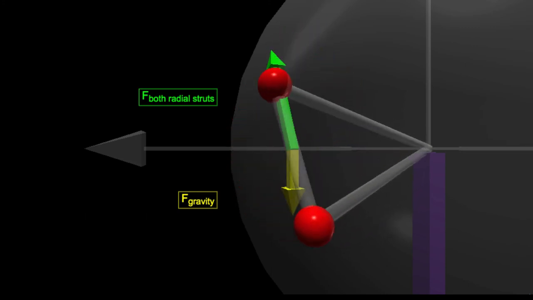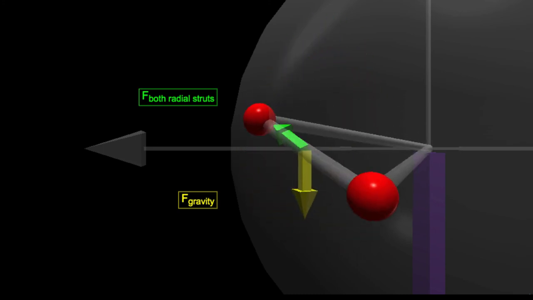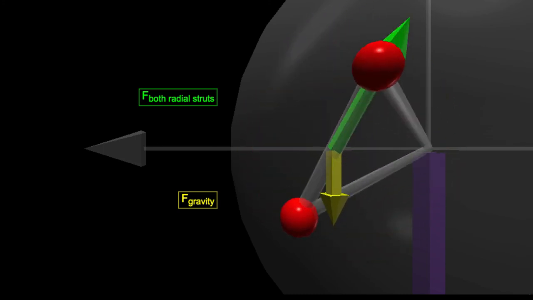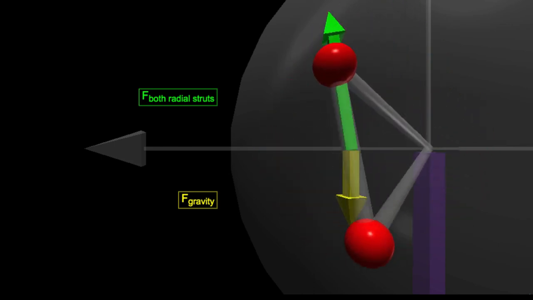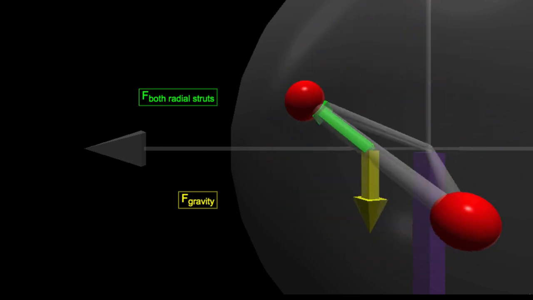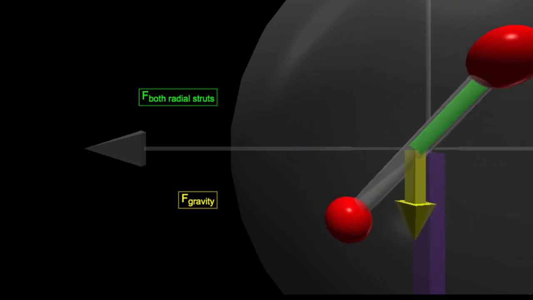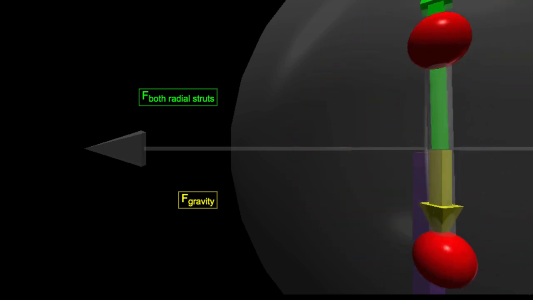The small up and down motion of the center of mass is too small to see in these simulations. To be more precise, the net force from the radial struts must also have a small inward component towards the support that keeps the center of mass moving in a circle. But for the motion shown here, that force component is very small.